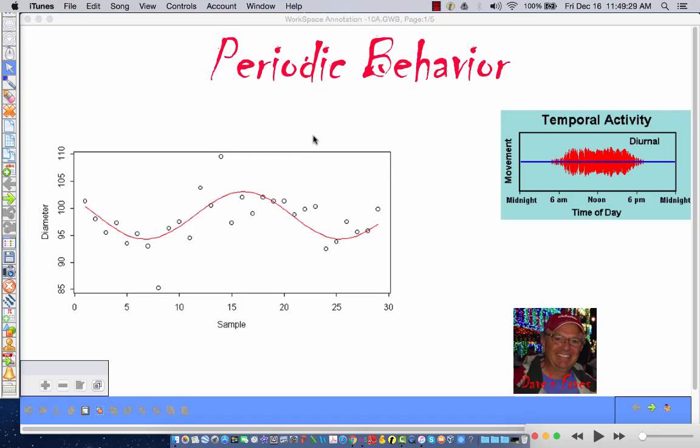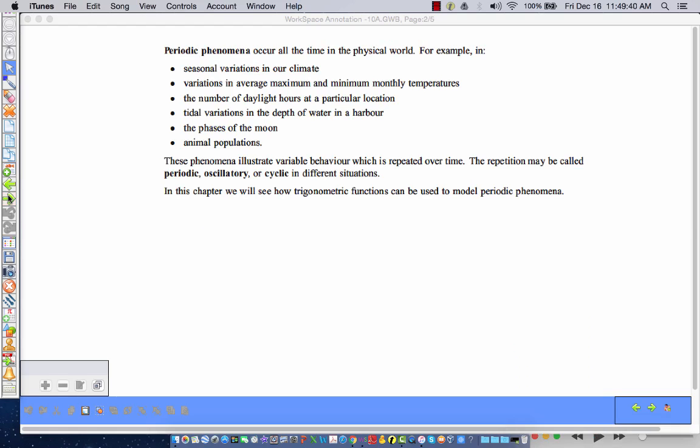We are talking more trigonometry. We are talking periodic behavior. We're going to start modeling some things with our trig function. But first, what is periodic behavior? Well, it occurs all the time in the physical world. Seasonal variations in our climate is periodic. Temperatures, daylight hours, depth of water in a harbor, phases of the moon, animal populations, and much, much more.